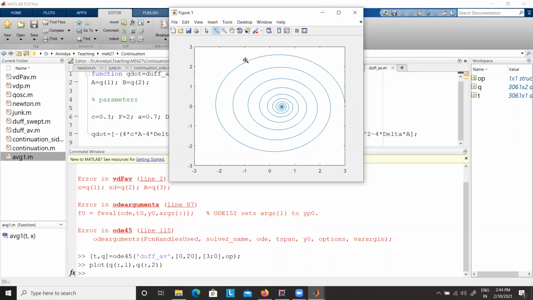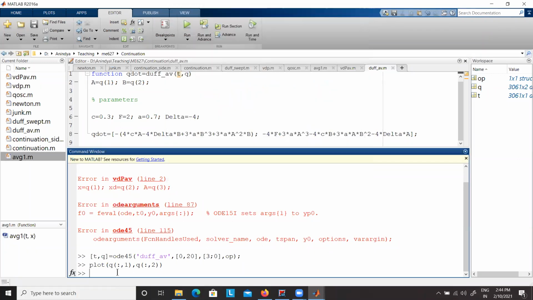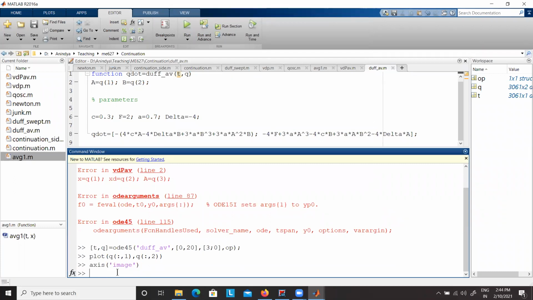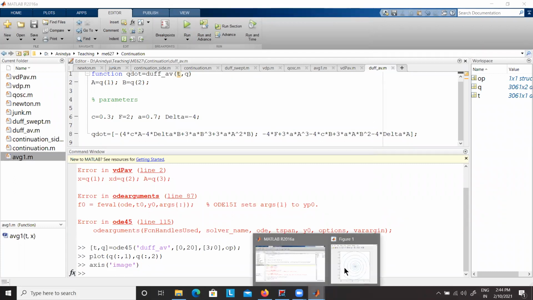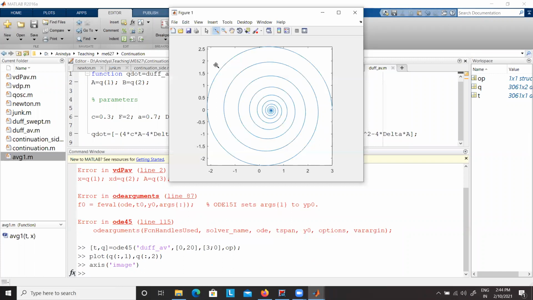Let me show you these transients now. You have seen this transient, right? We are seeing an amplitude of about 3 slowly going down. If I do axis image, you will see that it's almost a perfect spiral, symmetrical. So if I make a time series solution, what will I get? I will find that the amplitude is just slowly going in.